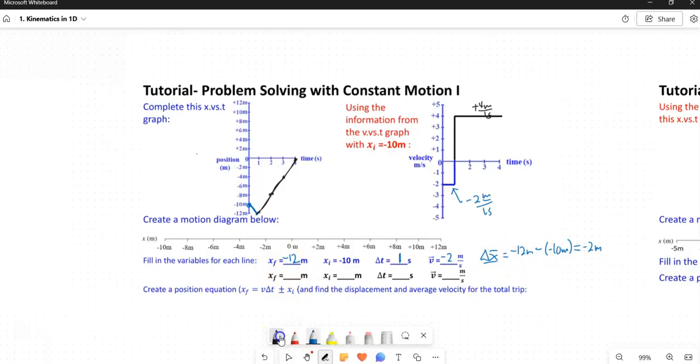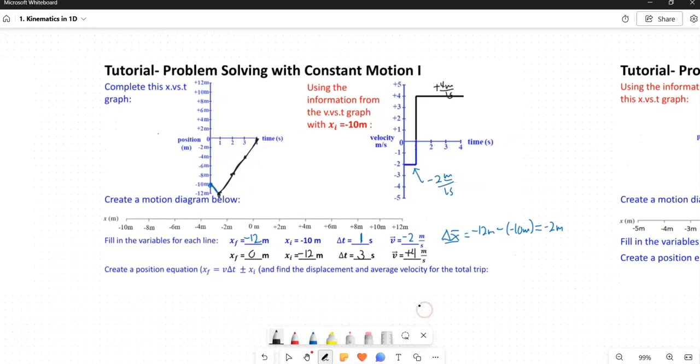Now for the black part, it looks like it starts off at negative 12 meters, and it's ending at the 0 meter mark. And so it has a constant velocity of positive 4 meters displacement for every 1 second. And it does that across 3 seconds, right? 4 seconds minus 1 second, so it's a total time of 3 seconds.